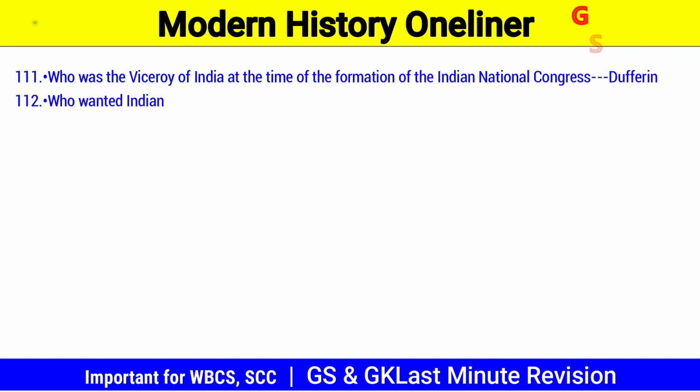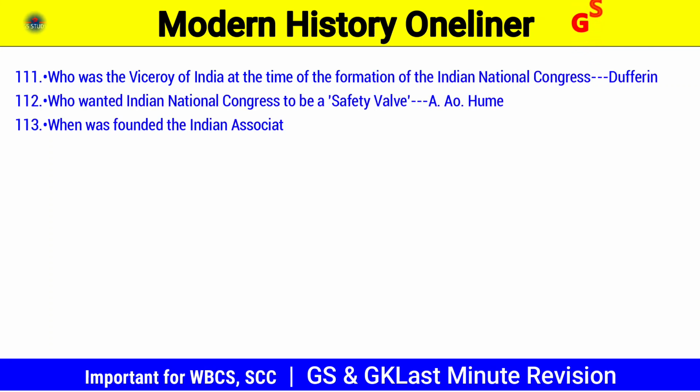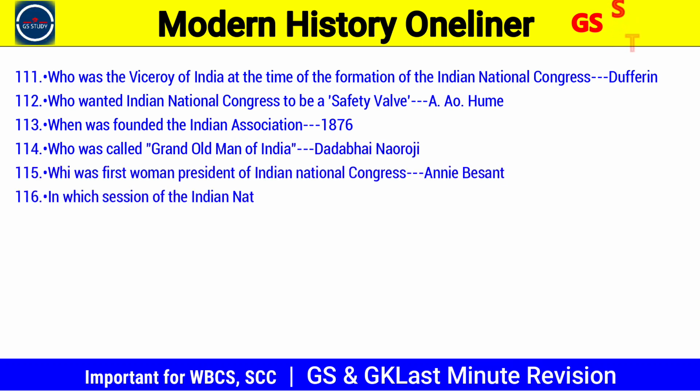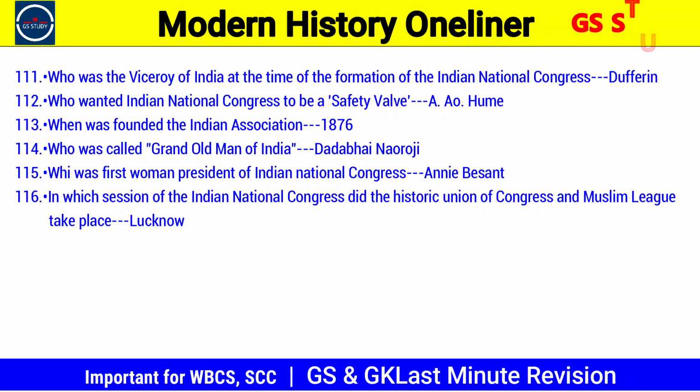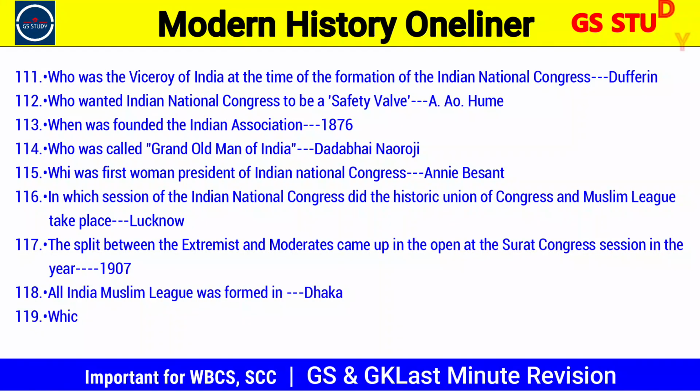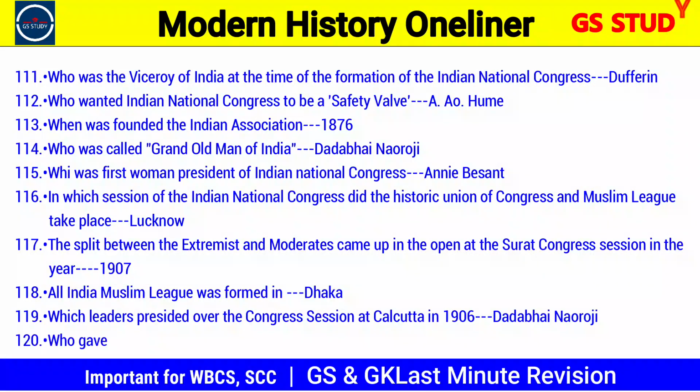111. Who was the Viceroy of India at the time of the formation of the Indian National Congress? Dufferin. 112. Who wanted Indian National Congress to be a safety valve? Hume. 113. When was the Indian Association founded? 1876. 114. Who was called Grand Old Man of India?